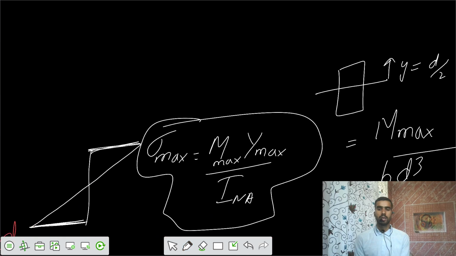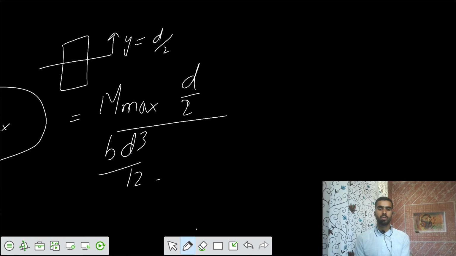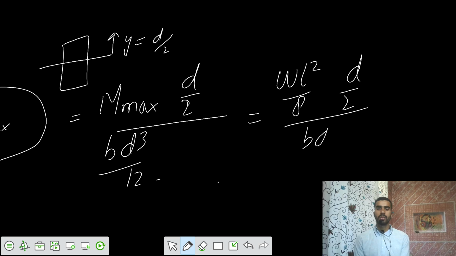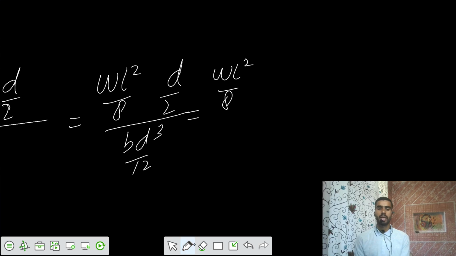If we substitute the value of M max equals W L squared by 8, and the value of d by 2 is here, and we have b d cubed by 12, finally we can say W L squared by 8 divided by b d squared by 6. So you got this value, sigma max.